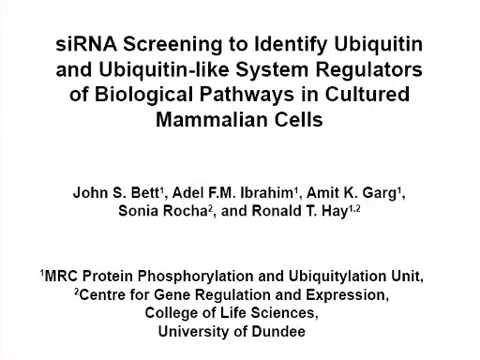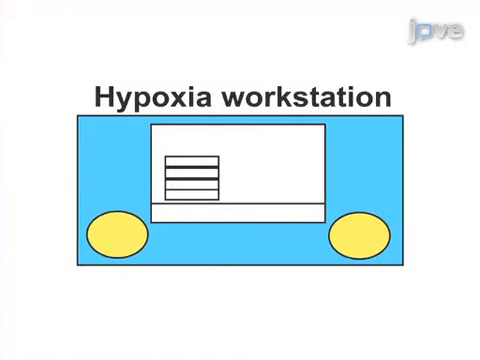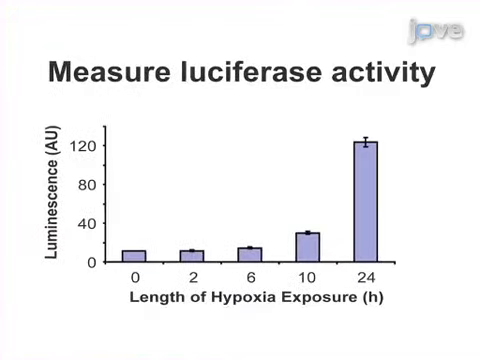The overall goal of this procedure is to identify involvement of novel components of ubiquitin and ubiquitin-like modifier systems in biological pathways, using the HIF-1 alpha-dependent hypoxia response as an exemplar. This is accomplished by first optimizing the response of the reporter cell line to the environmental stimulus, hypoxia, so they are suitable for screening.